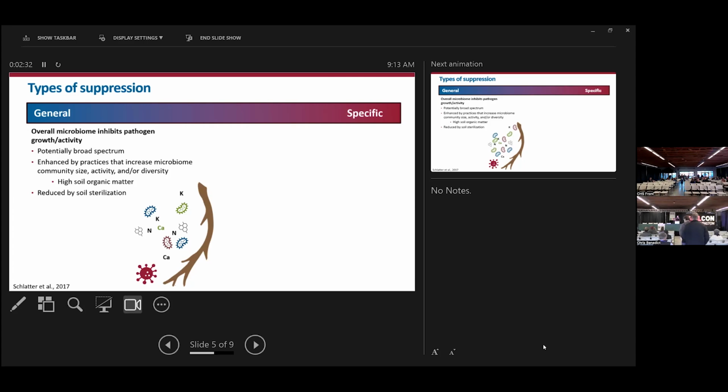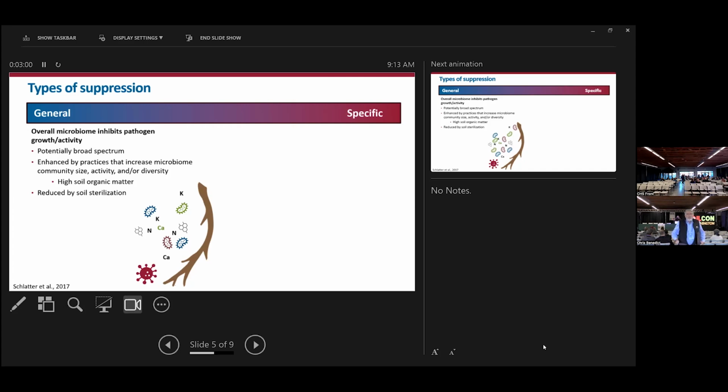And so this is where soil health management comes in. When we think about soil health management, we are often thinking about practices that will also increase microbial activity, size, and diversity. And so in theory, this would also increase general soil-borne disease suppression. And soil-borne disease suppression tends to be reduced by soil sterilization because you're knocking out a lot of the microbial community.